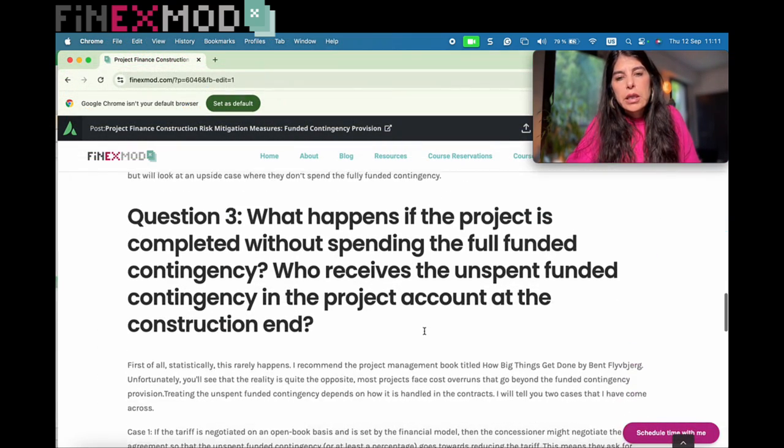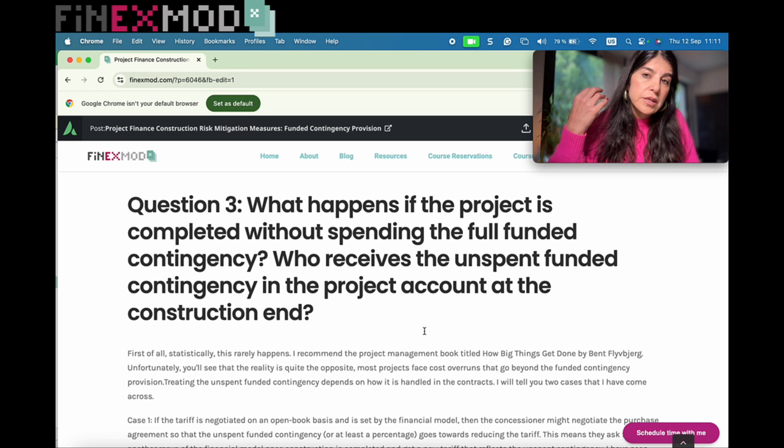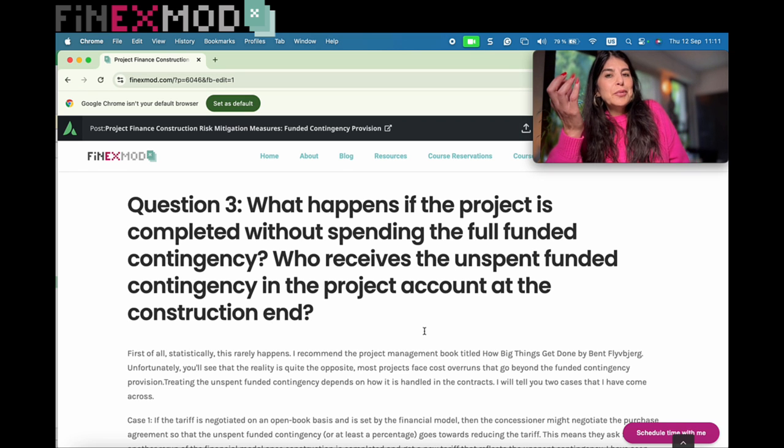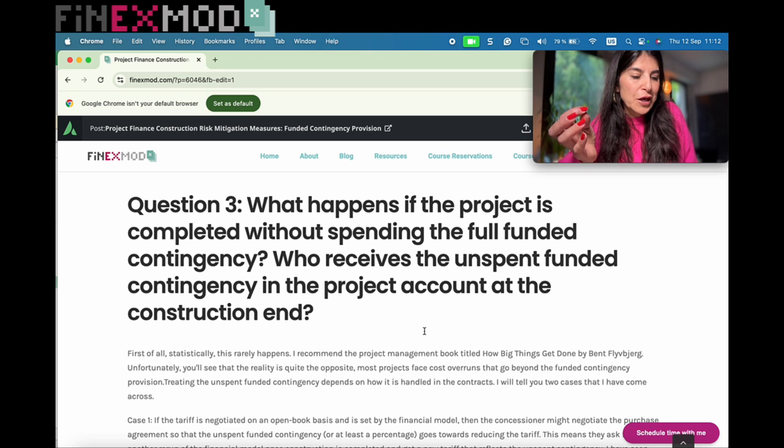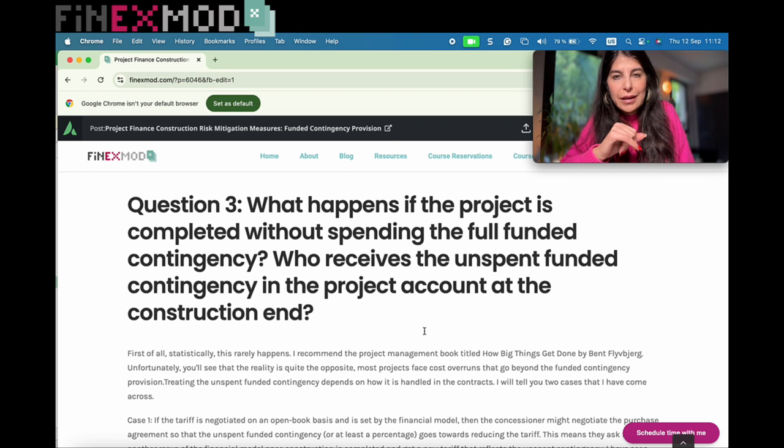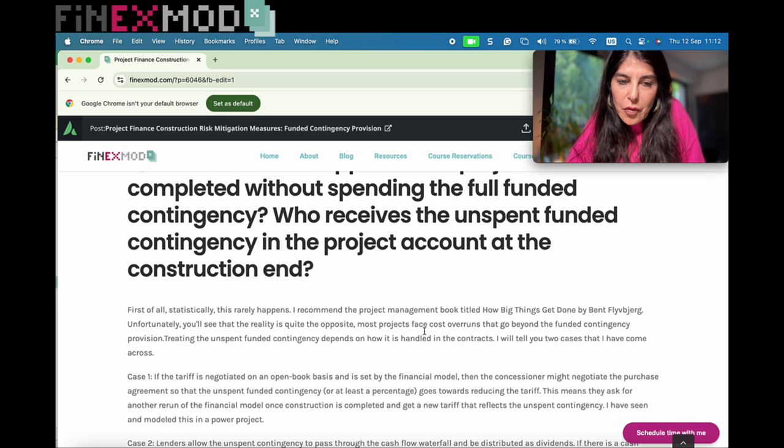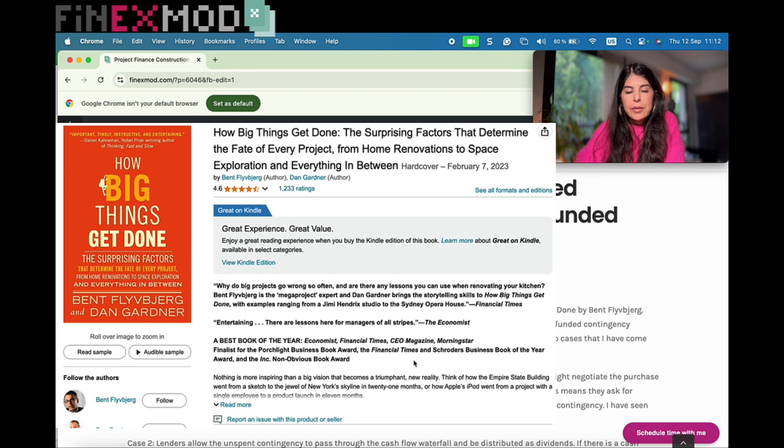Now the next question is, what happens if the project is completed, and we have completed it not only on budget, but we also have some funded contingency remaining in our project account? So what's going to happen to that money? First of all, as I say here in my blog post, statistically this is really rare. And I recommend you go and check the very nice project management book, How Big Things Get Done.